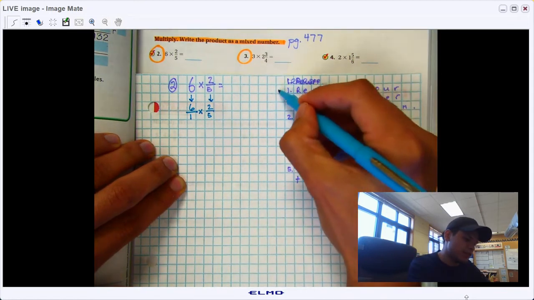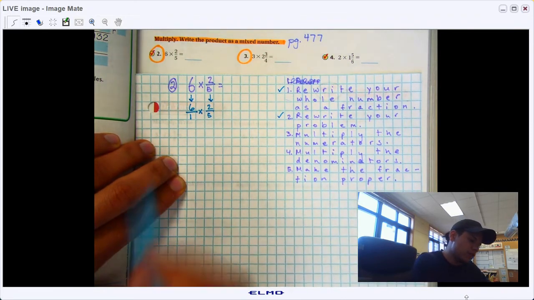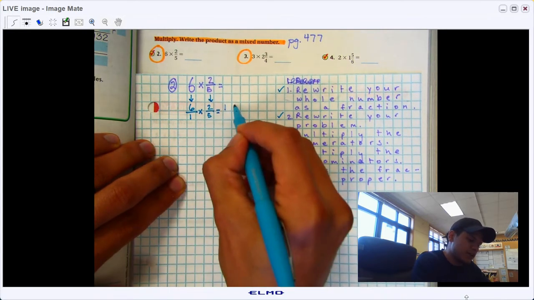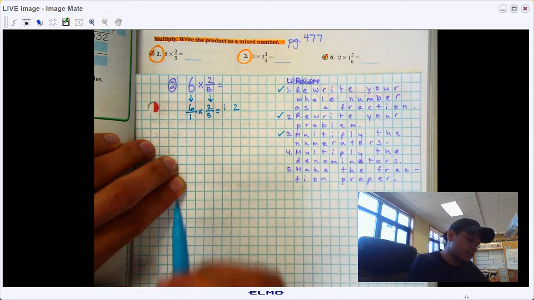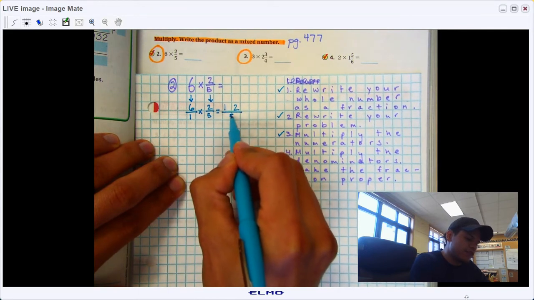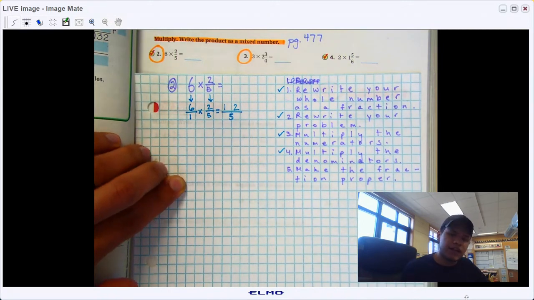So we've done step number 1, we've done step number 2. Step number 3 is to multiply the numerators. So I'll multiply the numerator, 6 times 2, and that gives me the product of 12. Step number 4 is multiply the denominators. So now I'm going to multiply the denominator 1 times 5, and I have 5 in my denominator. Step number 5 is to make the fraction proper.